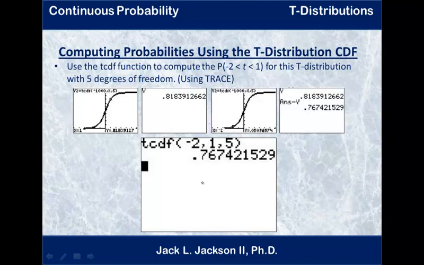Now, of course, it's a lot easier than that to actually compute. All you have to do is go to the home screen and do TCDF, left input, right input, degrees of freedom. And so it's really easy to compute probabilities like that for a t-distribution. And notice when I do this, I get many, many decimal places of accuracy.